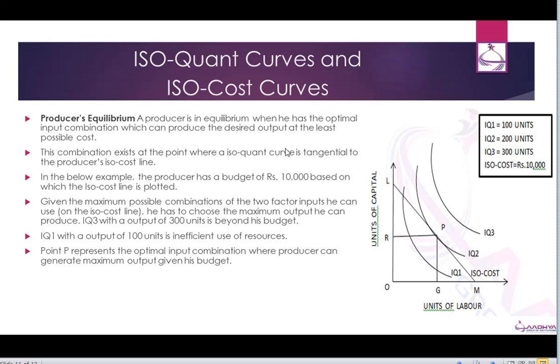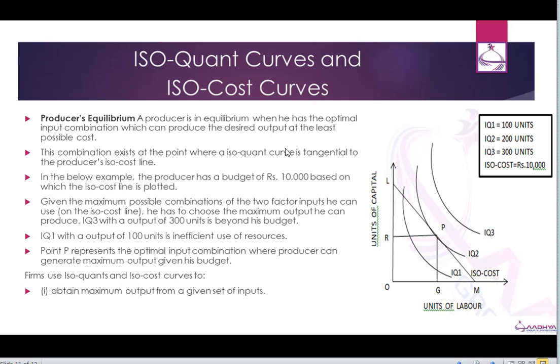I cannot afford it. But this point P is not only within my budget, it is the highest level of output which can be generated. So another way is to say, for producing IQ2 level of output, the least amount of cost which I have to spend is 10,000 rupees, because any less expenditure will not allow me to buy this particular combination of inputs, and I will not be able to generate 200 units. With a higher isocost, I will not be using the money efficiently because it will be beyond the IQ2 curve. So, given my budget, this is the best possible output which can be generated.